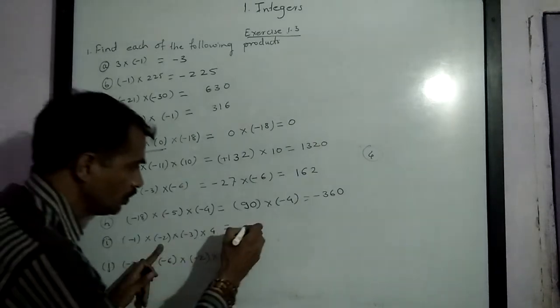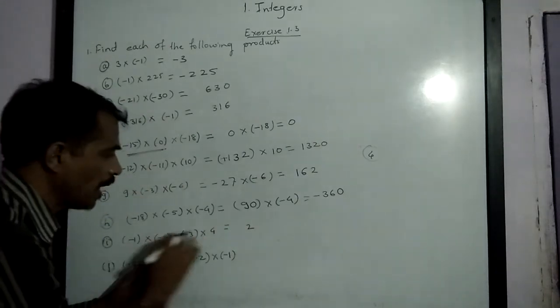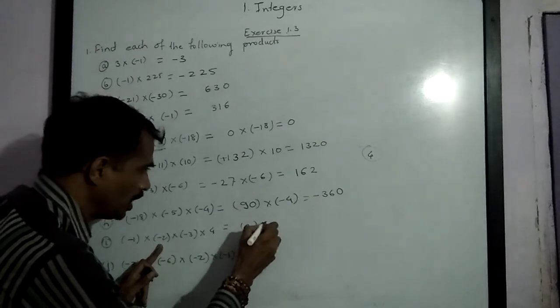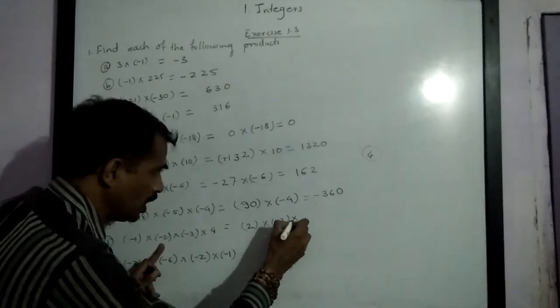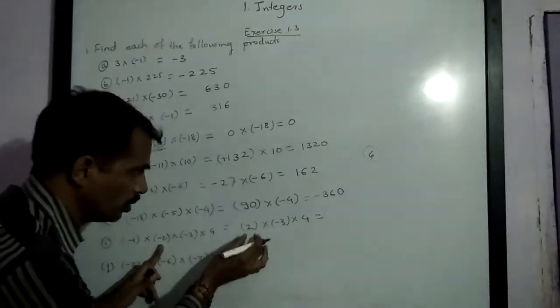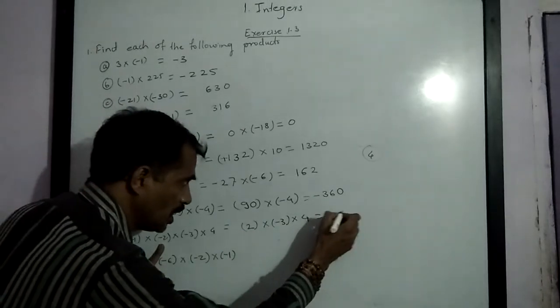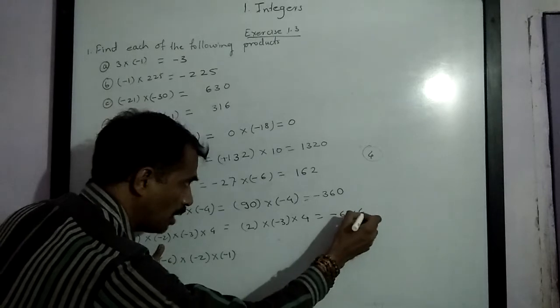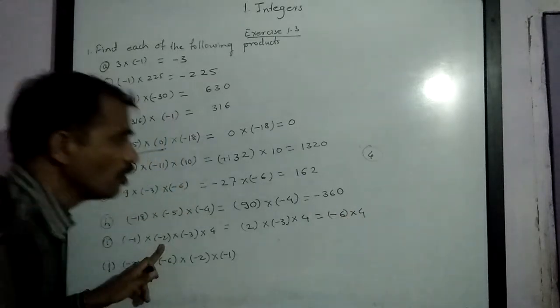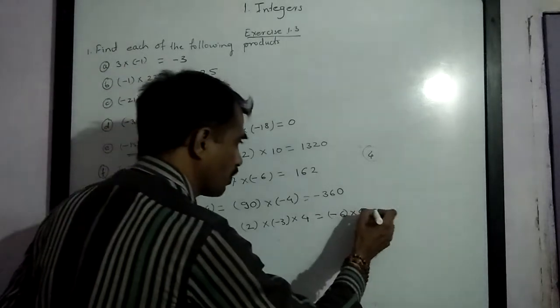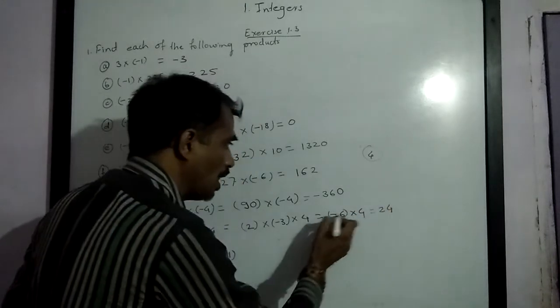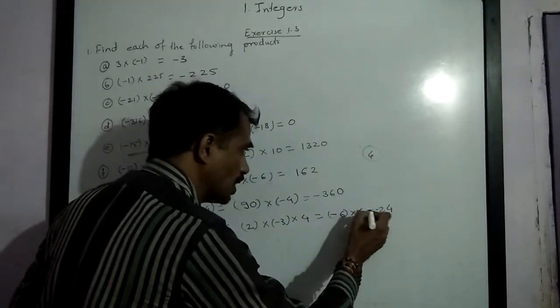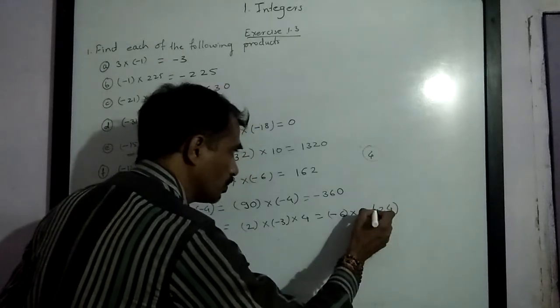Next, negative 1 into negative 2. 2 ones are 2, minus into minus will become plus, multiplied by negative 3 multiplied by 4. So this is equal to 3 2s are 6, positive into negative is negative, multiplied by 4. So negative 6 into 4 is equal to 6 4s are 24, and plus into minus is minus. So answer is negative 24.